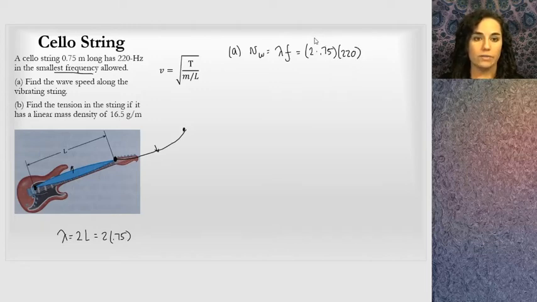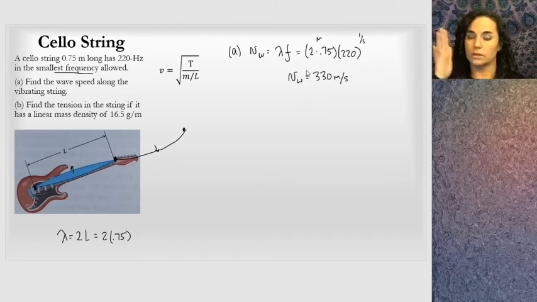So I have meters and I have 1 over second, so I get the right units, and the velocity of that wave on that string is going to be 330 meters per second. So that's pretty quick, but we can imagine that for a cello, the string will vibrate very, very fast, and so the wave will actually travel very fast down that string.